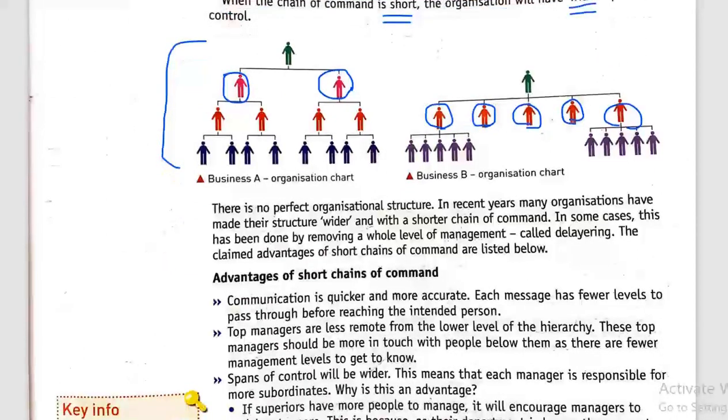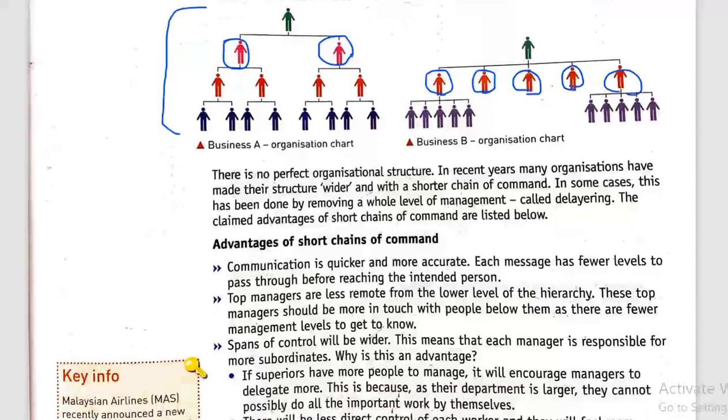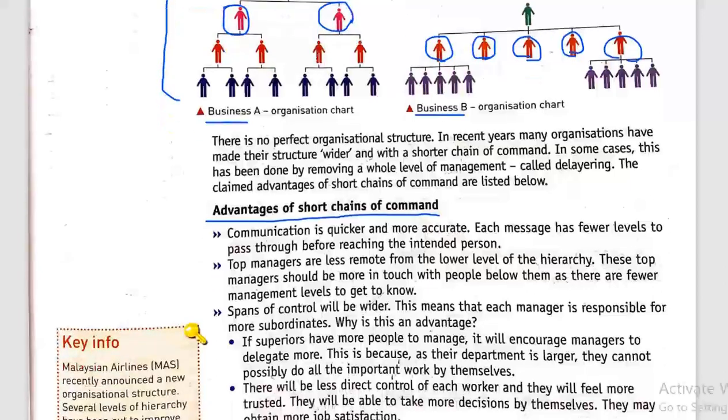A lot of businesses tend to have a short chain of command because there are a lot of different advantages. They prefer to have something like business B, unlike business A. So why would they prefer a short chain of command, which is a wider one with fewer levels? The first one is because communication is quicker and more accurate.